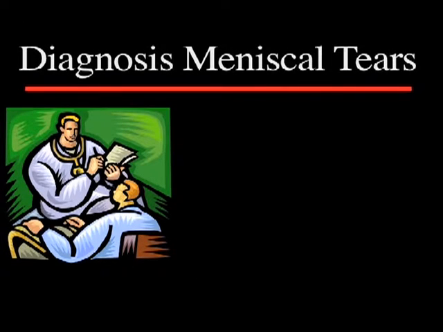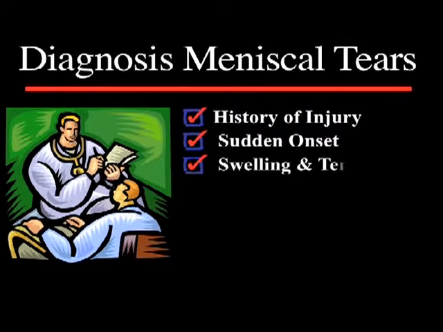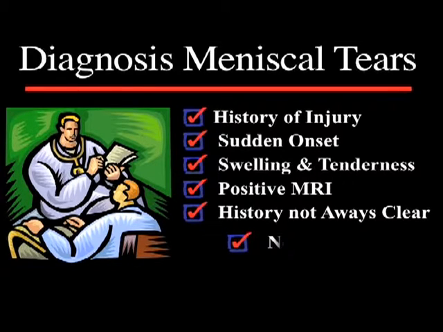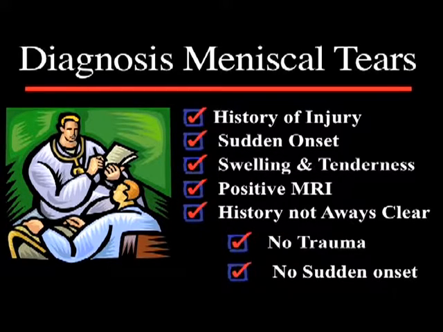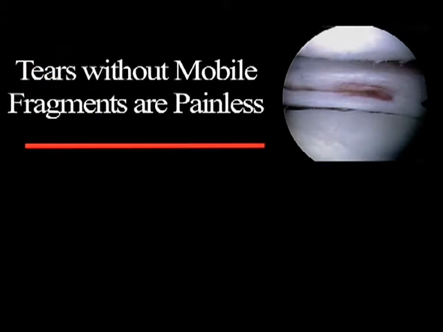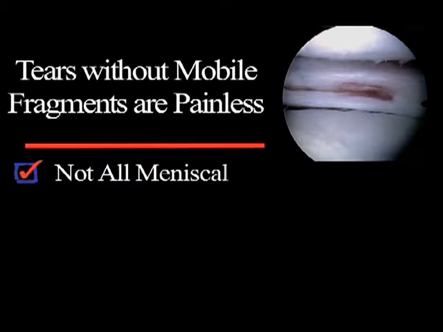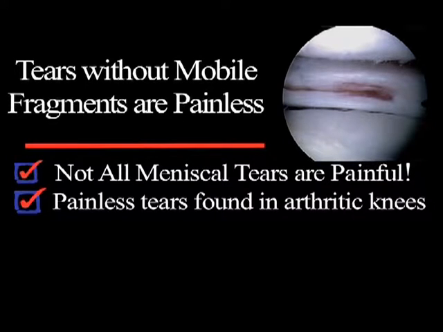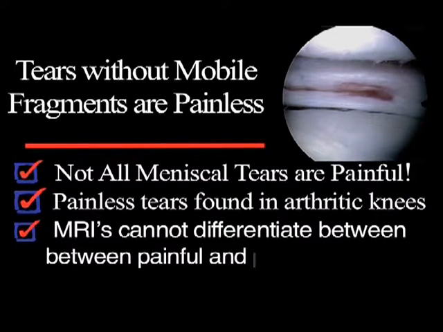The diagnosis of meniscal injury is made by a history of injury, sudden onset, swelling, and confirmed by an MRI of the knee. It is not unusual, however, for meniscal injuries to present less clearly, without a history of injury and with a gradual rather than acute onset. In summary, not all meniscal tears are painful. Tears without mobile or loose fragments are commonly found in the presence of knee arthritis and are generally asymptomatic. Unfortunately, MRIs tell us only what is in the knee and not what's causing the pain.